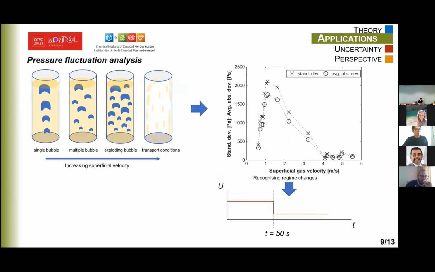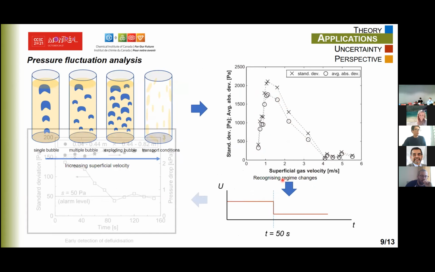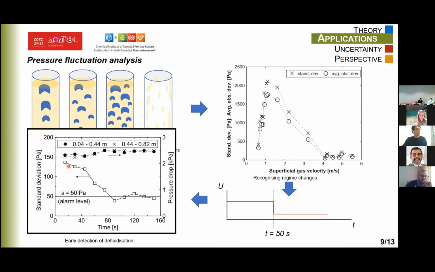They also show that you can identify defluidization. Here they apply a step reduction in the superficial gas velocity at t equals 50 seconds. If you measure the standard deviation, you see it quickly drops to the lower level. But the absolute pressure still maintains its level for another 2 minutes. So this provides a use for the early detection of defluidization.